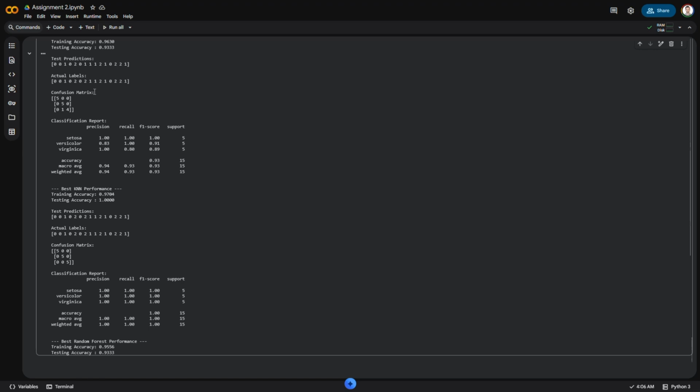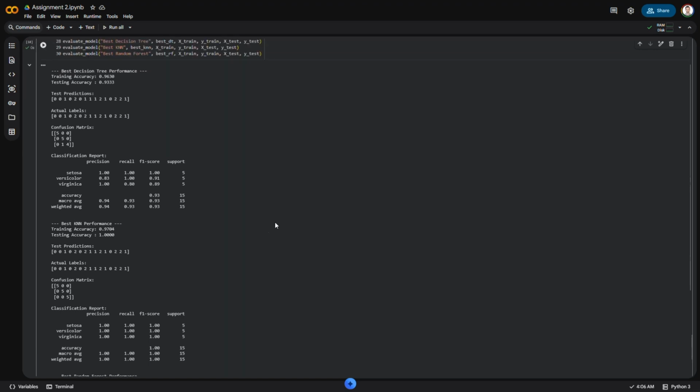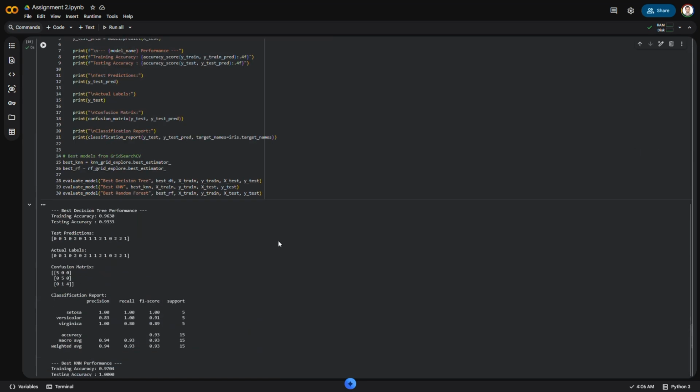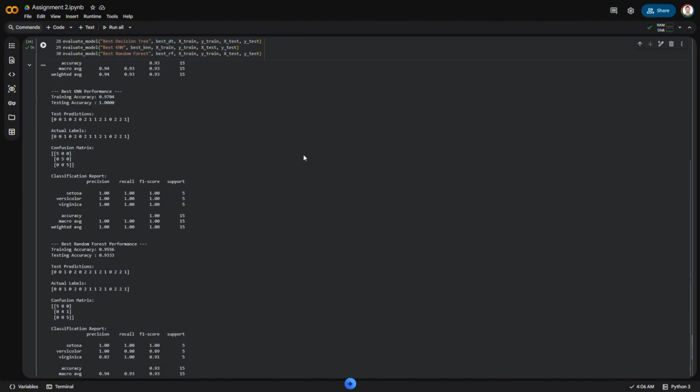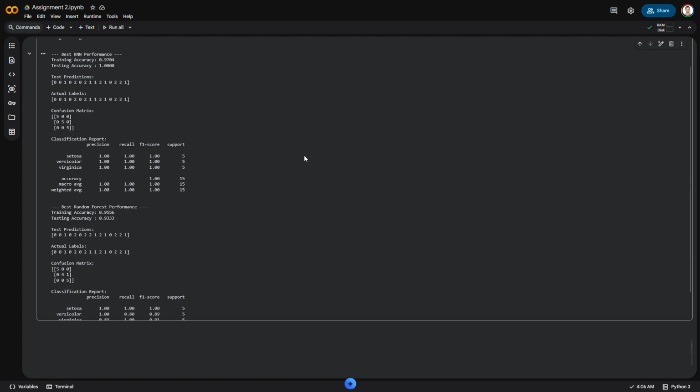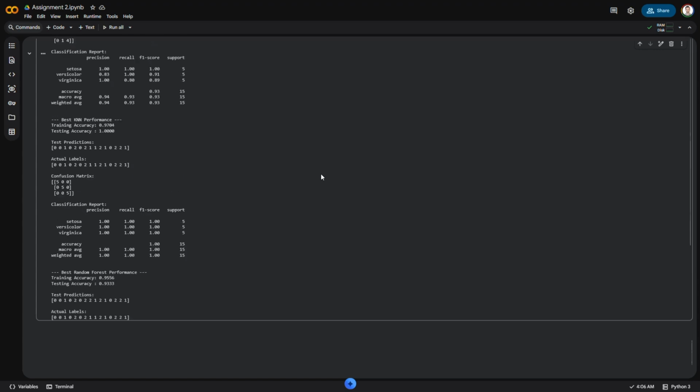My main criticism of the result is that the test set contains only 15 samples. Therefore, a single incorrect prediction reduces accuracy by about 7%. This means I should not overinterpret the 100% test accuracy of KNN or the overfitted decision tree. A stronger evaluation would use repeated stratified cross-validation and report a mean and a standard deviation of accuracy.